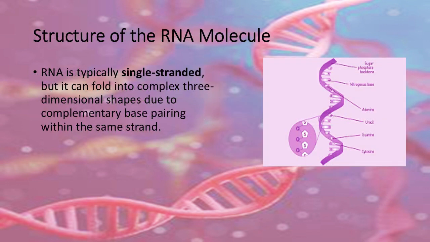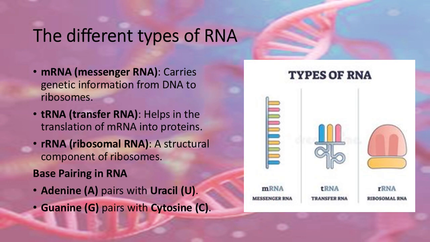Structure of the RNA molecule. RNA is typically single-stranded, but it can fold into complex 3-dimensional shapes due to complementary base pairing within the same strand. The different types of RNA include mRNA, messenger RNA, which carries genetic information from DNA to ribosomes. tRNA, transfer RNA, which helps in the translation of mRNA into proteins. rRNA, ribosomal RNA, a structural component of ribosomes. Base pairing in RNA: adenine, A, pairs with uracil, U, and guanine, G, pairs with cytosine, C.